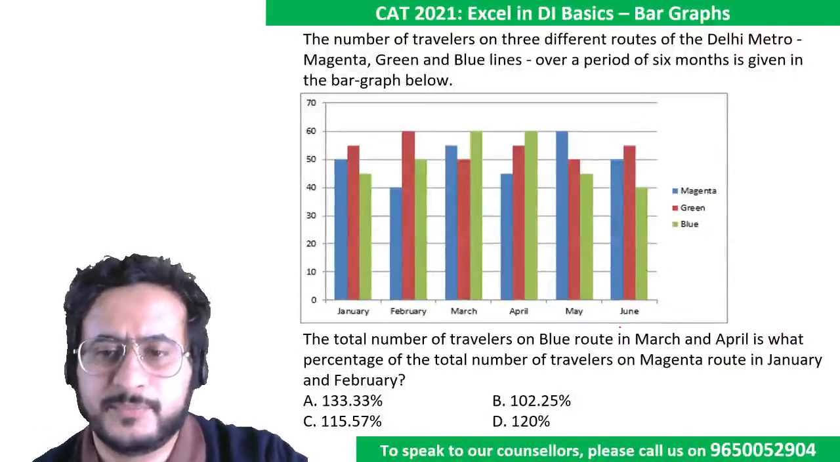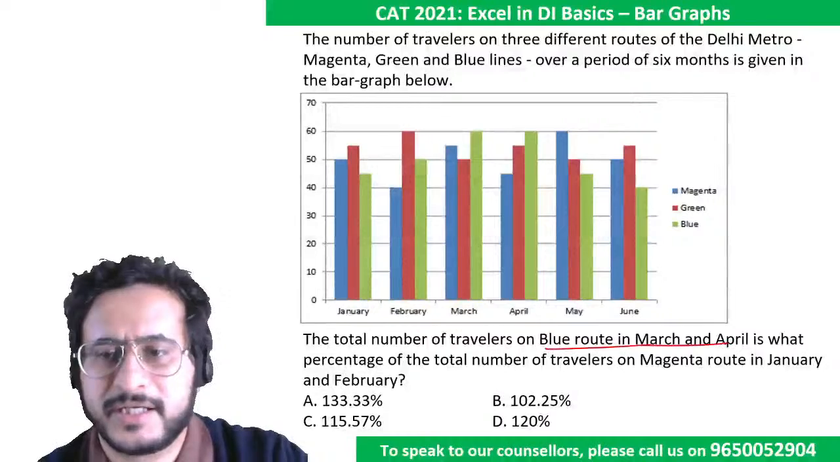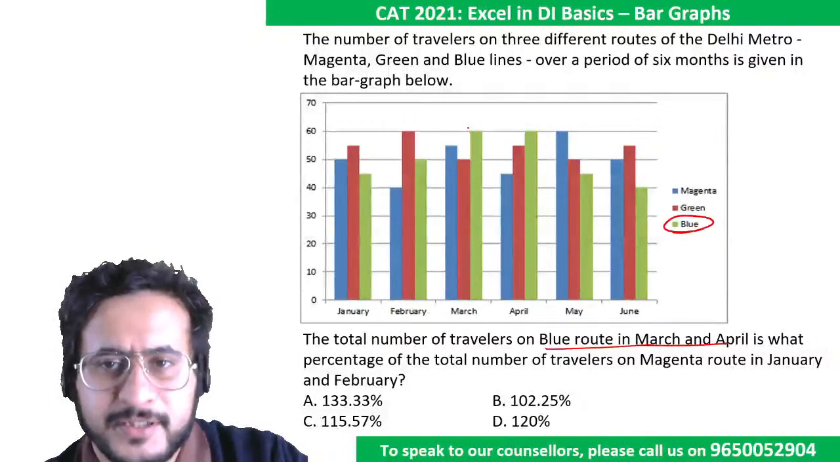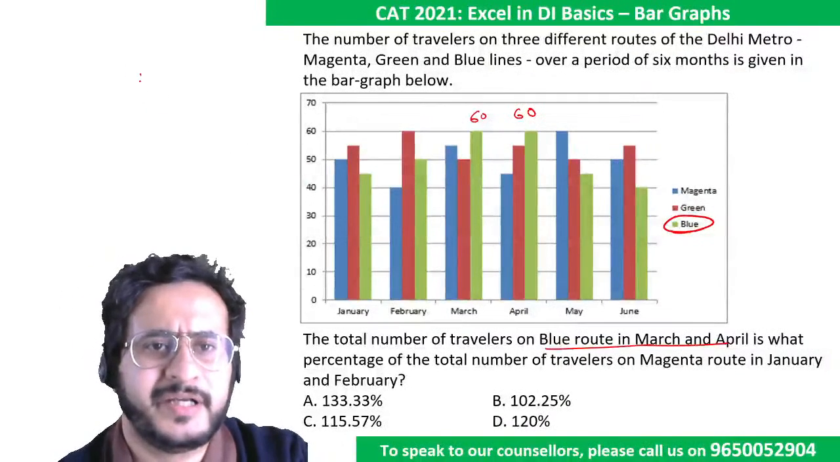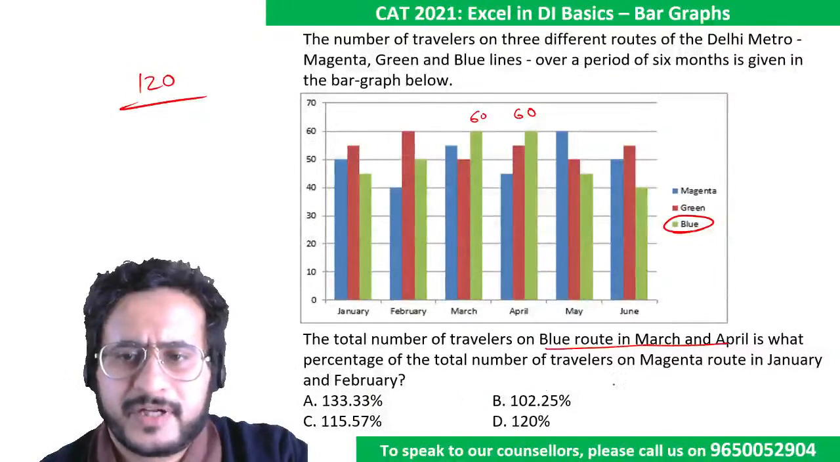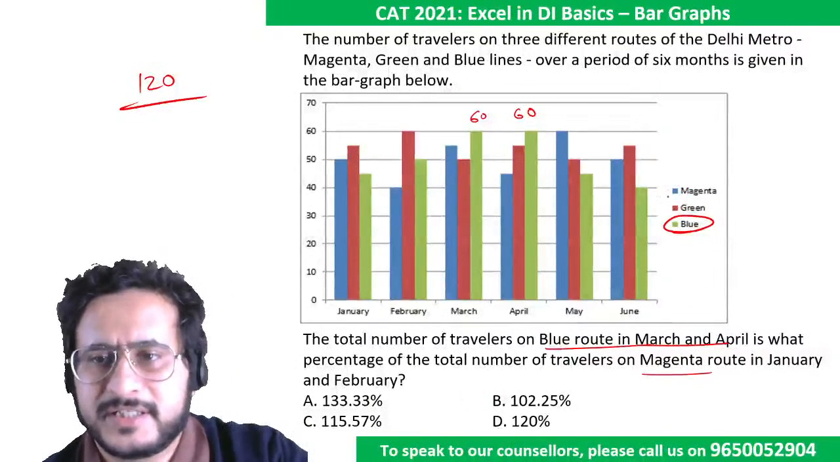So this one is easy. Blue route on in March and April. So blue is actually the green one, right? March and April, so this is 60 plus 60, 120, right? 120 is what percent of total number of travelers on magenta route. Magenta is the blue one.